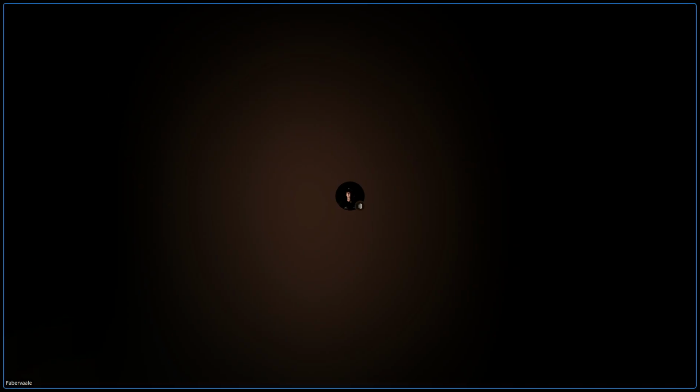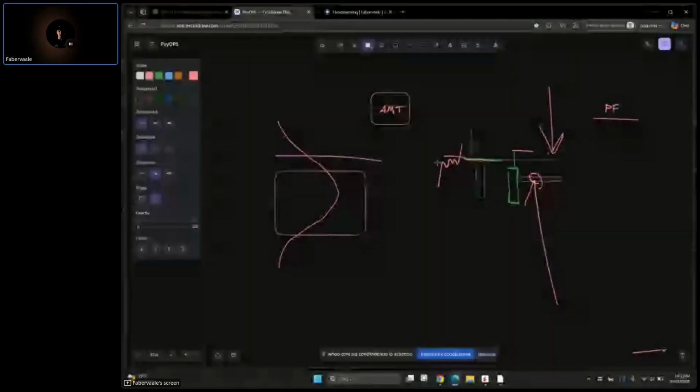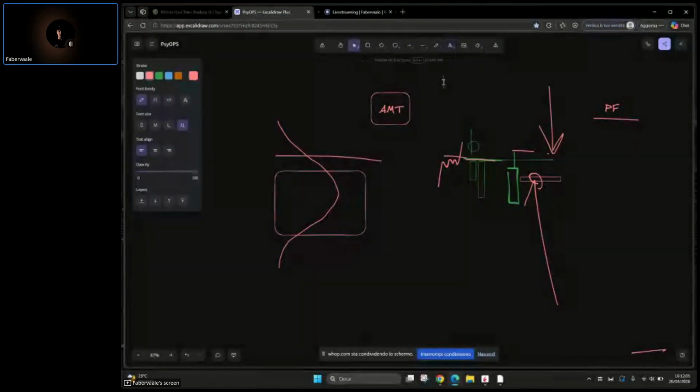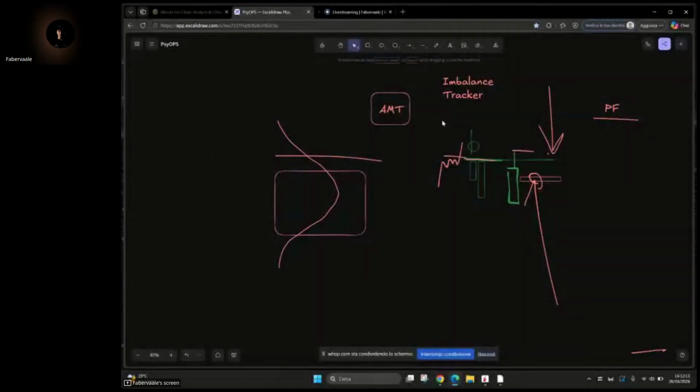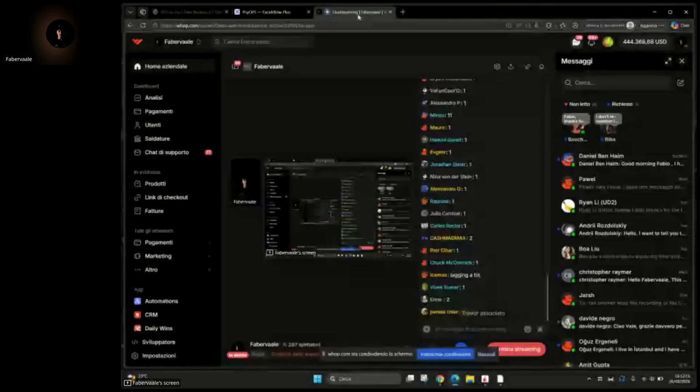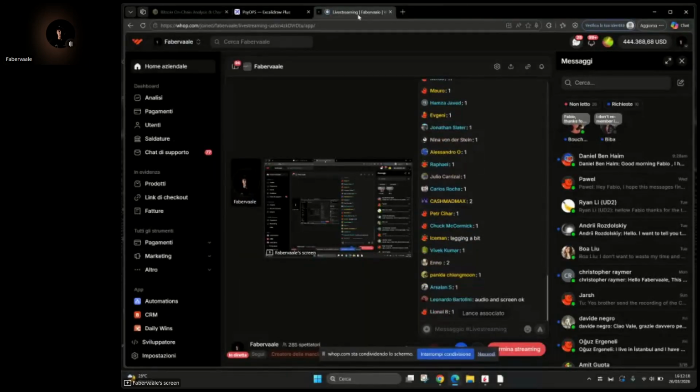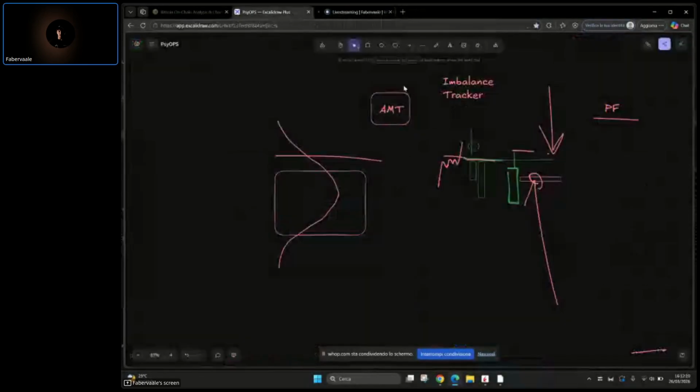So I will share screen. You got scared that I will not repeat. Of course I repeat, guys. It's my job. Okay, let me know, one in chat, if you can read clearly. Imbalance tracker. If you can read this clearly, let me know. Audio and screen, okay. Okay, perfect. Now everything works good.